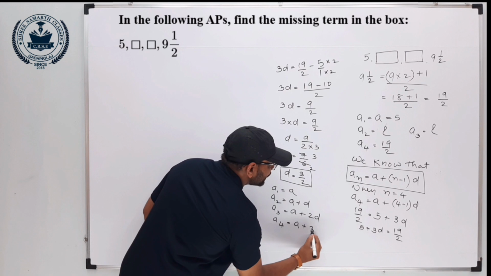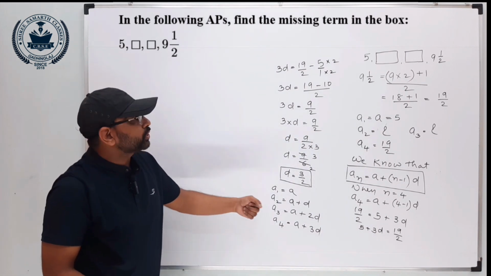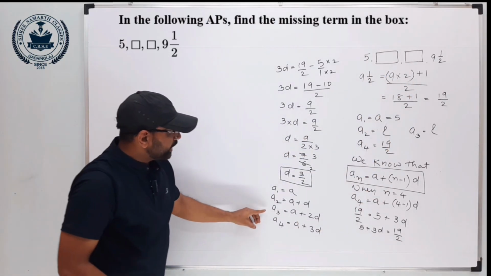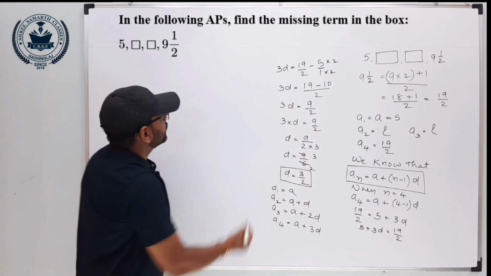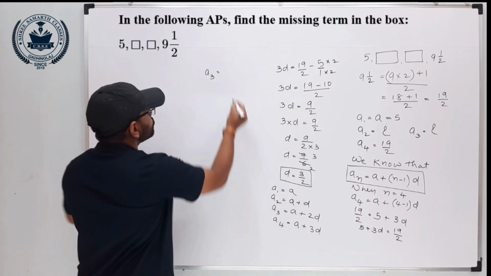A plus 3d. Okay, now what I need to do, which equation shall I use? Because I need to find out the second and the third term. What I will do, I will make use of the third term equation. What is that? A3 is equal to a plus 2d.